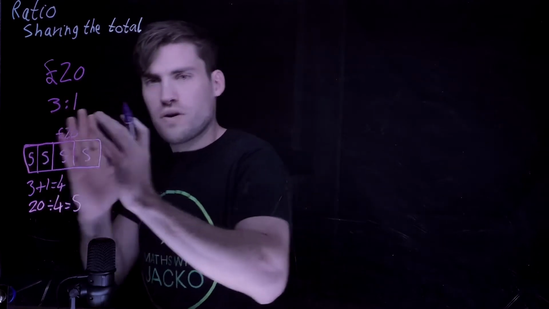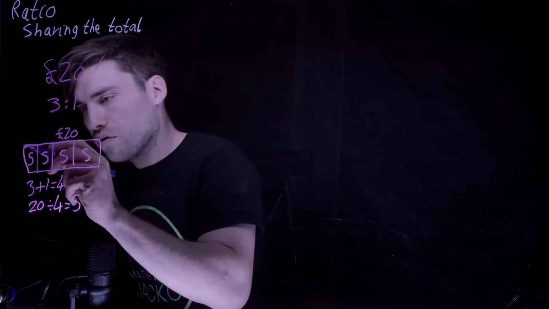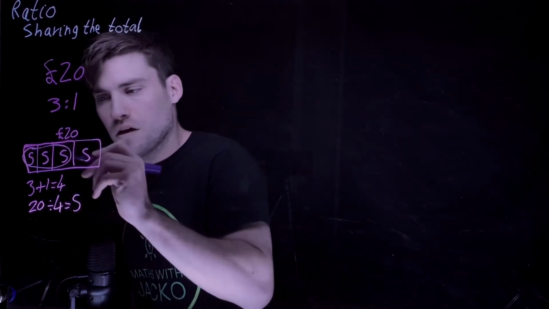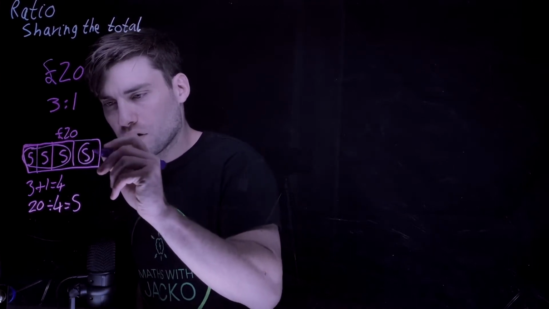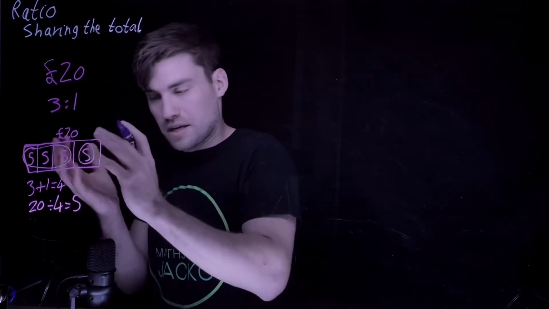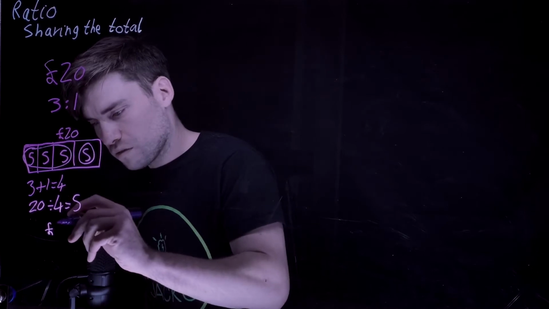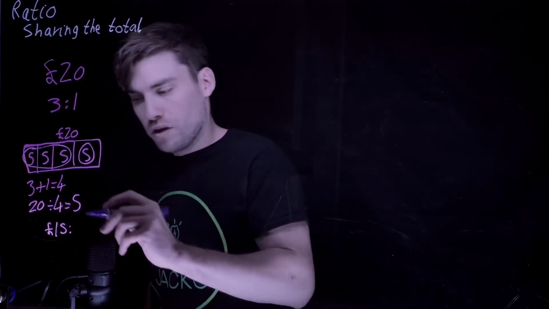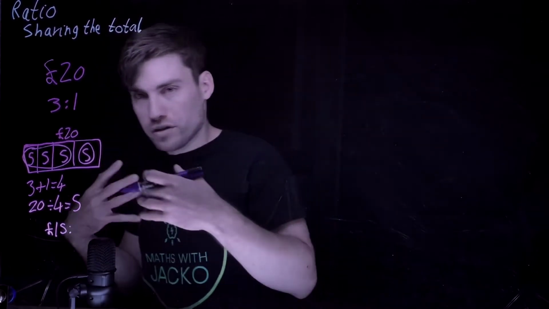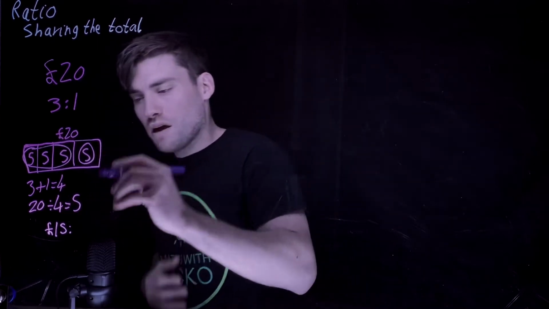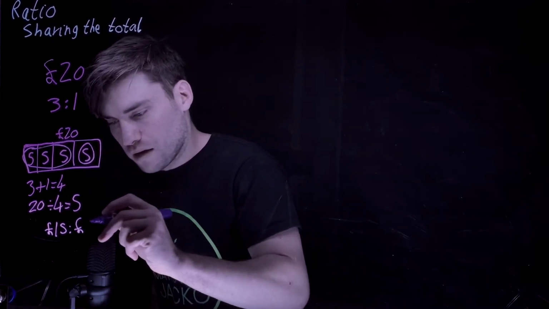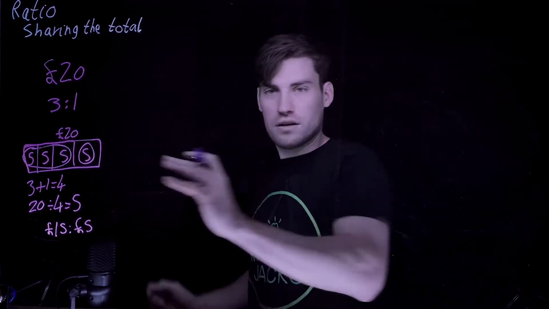Now it's in the ratio 3 to 1. So you want 3 5s. There's one part of the ratio, and we want 1 5. So then 3 times 5 is 15, so it's £15. Really important to use the original currency or measurement or wherever it might be, and £5, which is 1 part. And that is it, 15 to 5.